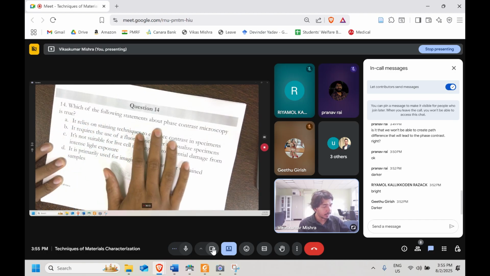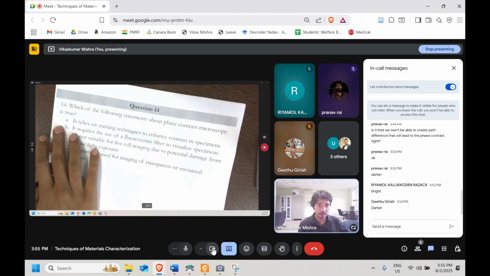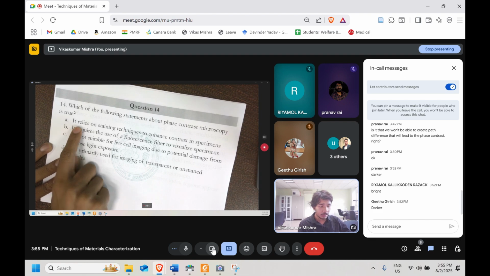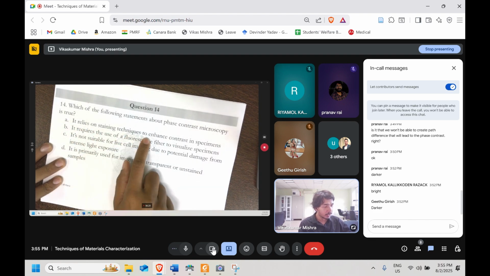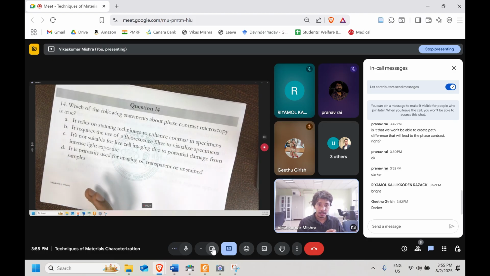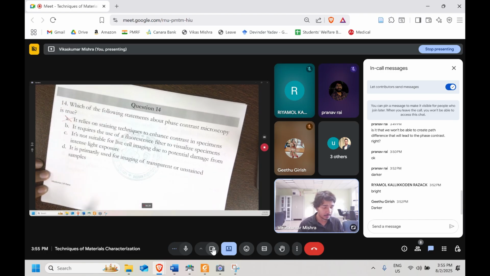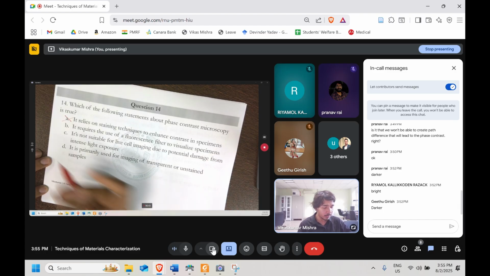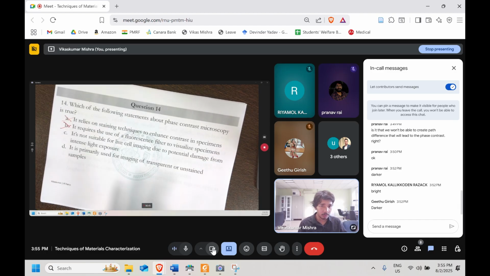Which of the following statements about phase contrast microscopy is true? First one, it relies on a staining technique to enhance the contrast in the specimen. Staining means something gets onto our cloth and we say some stain is there. Are we adding anything to the specimen to make it appear more contrasted? Till now, we are not doing this. Second, it requires the use of a fluorescent filter to visualize the specimen. We will discuss what that is, which we have not discussed till now.